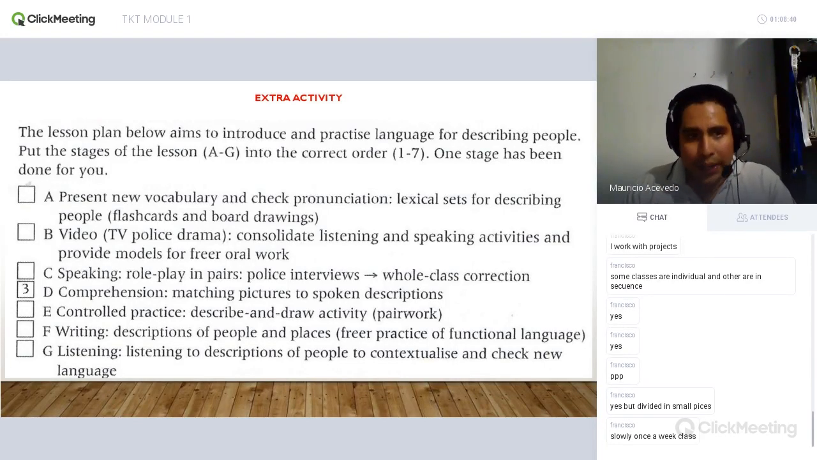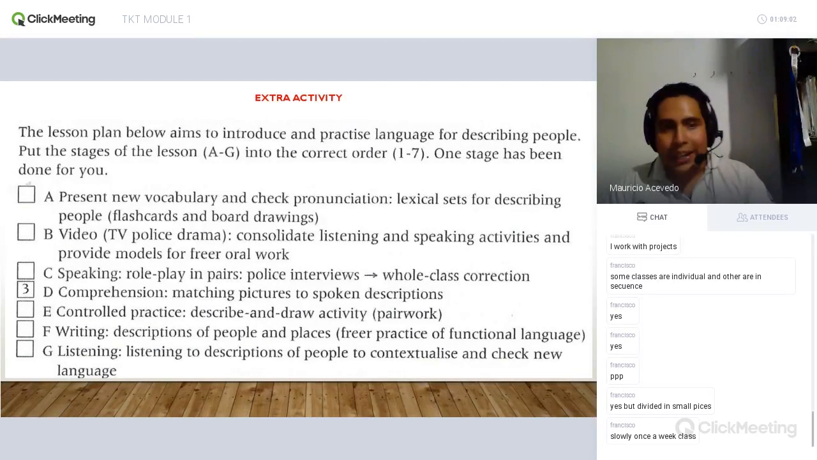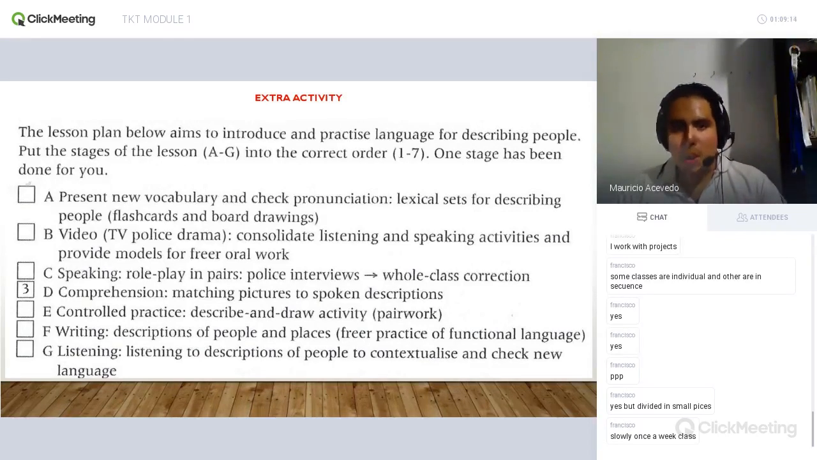We have the number 3. Okay, comprehension, matching pictures to spoken descriptions. So with this, Francisco, you will complete the order for each of them. Think of the form, think of what you need to present and how you need to present it, the introduction, then the body of the skills, if they are productive, if they are receptive. Remember that we mostly begin with receptive skills so that later on we can produce. So remember all that, Francisco.